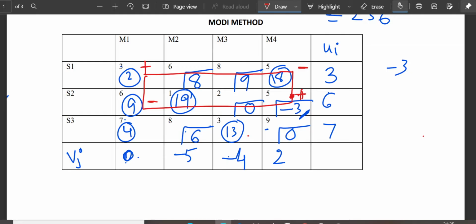Wherever there is a corner of the loop, that is wherever there is an intersection of horizontal and vertical line, only there you have to assign plus minus sign. All other cells will remain unchanged. This is how we draw loop in Modi method. Okay, so my loop is there. Now, how to modify the table? What does this plus and minus mean?